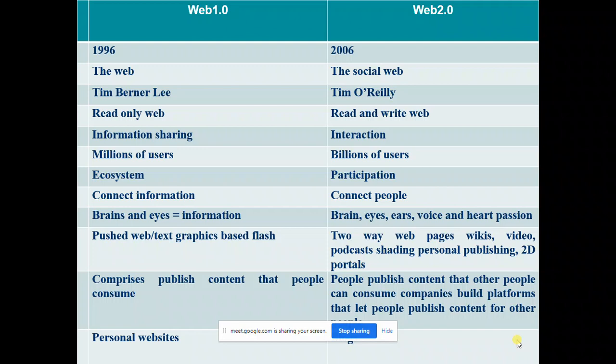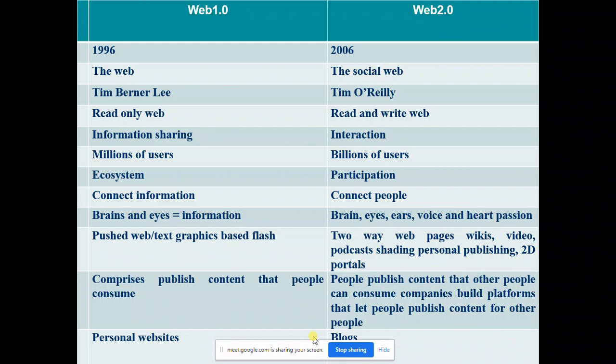Web 1.0 was known as the pushed web, or text, graphic based, flash, and Web 2.0 is two-way web pages. As I explained, wikis, videos, podcasts, personal publishing, portals, etc. Web 1.0 comprises published content that people consume, and in this one people publish the content that other people can consume. Companies build platforms that let people publish content for other people. So you can publish on your own or you can build some content for other people.